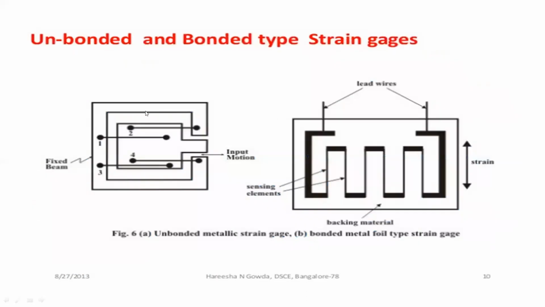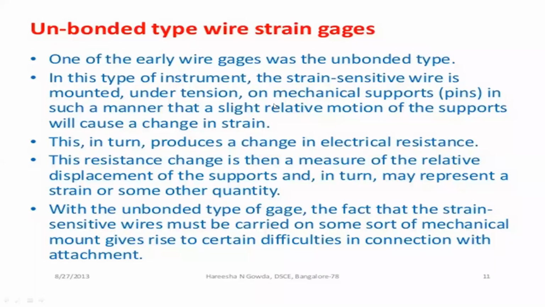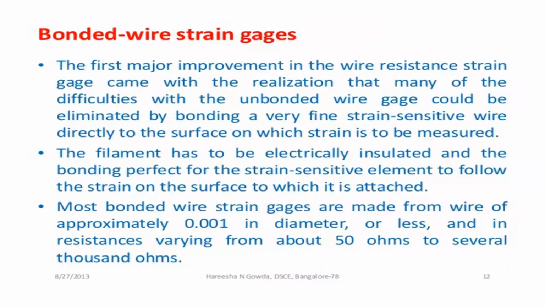So in this unbonded type of strain gauge, the lead wires are compulsorily mounted with mechanical joints. That means we are using some pins for these lead wires. In that connection, we can maintain the high resistivity of this unbonded type of wire strain gauge. Okay, and next one, bonded wire strain gauges.